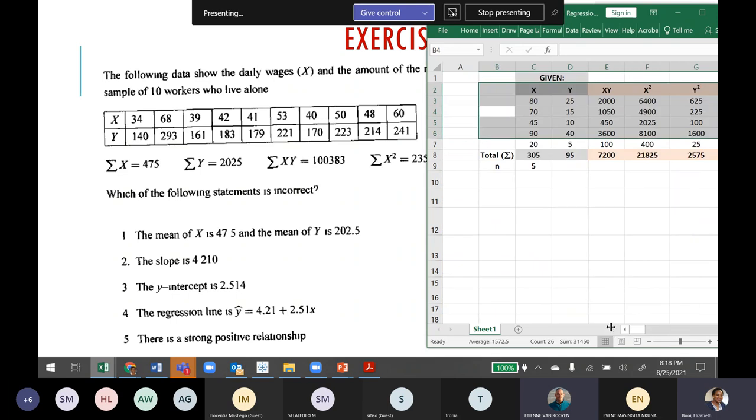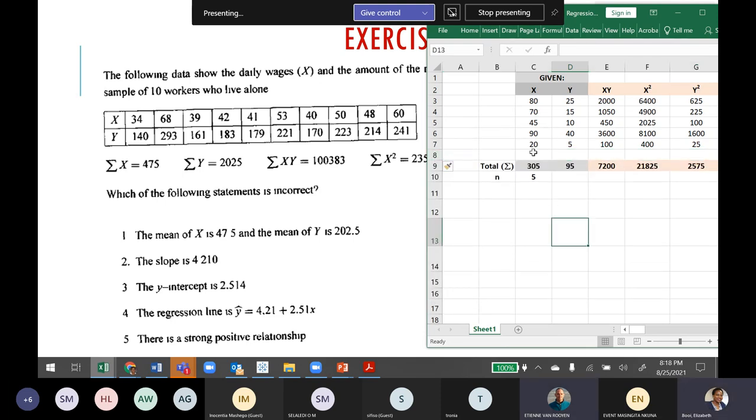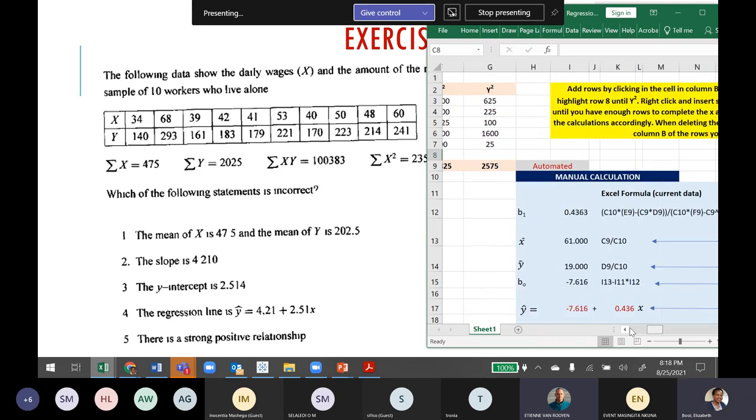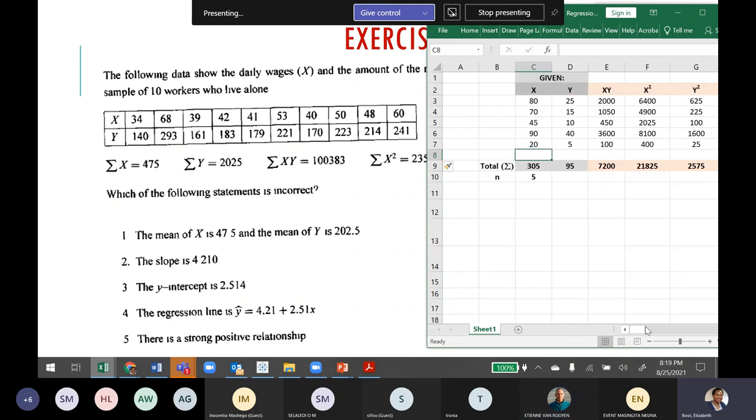Can I share what I did with my Excel? I clicked on row eight and I inserted from row eight. Right click on the row and just say insert, then it moves everything down. Then you don't lose the formatting and things like that. Yeah, I don't want to do it that way. Okay.